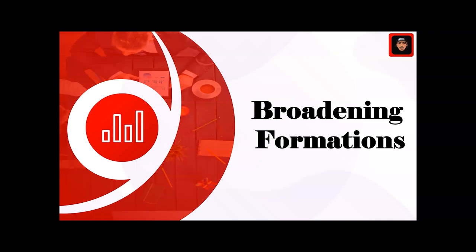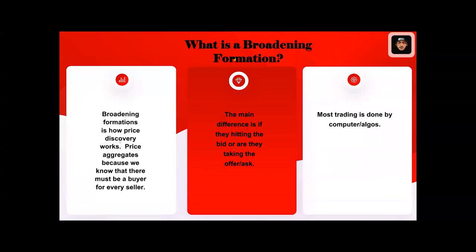So broadening formations. Broadening formations is how price discovery works. Price aggregates because we know that there must be a buyer for every seller. If somebody says there's more buyers than sellers, that is false. The market is auction based. There must be a buyer for every seller. All right. The difference is if they're hitting the bid or are they taking the offer slash ask.